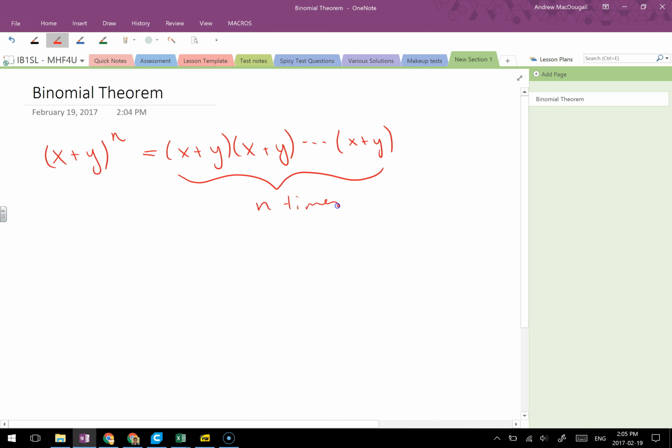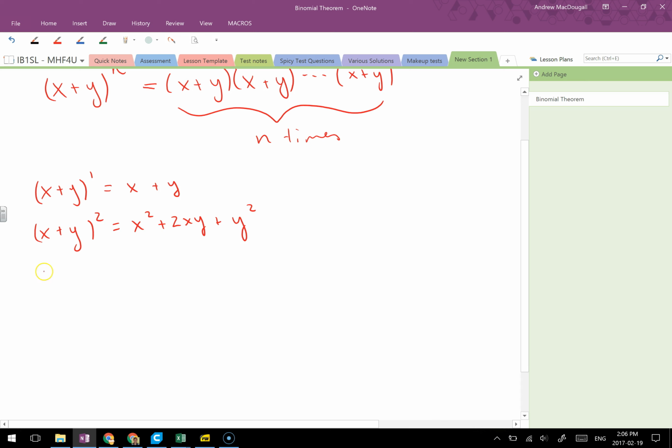And you see, okay, let's look at x plus y to the power 1. Well, that's just x plus y. x plus y squared, that's x squared plus 2xy plus y squared. And let's do one more. So let's take x plus y squared, so what we just calculated, and we have to multiply this by x plus y one more time.